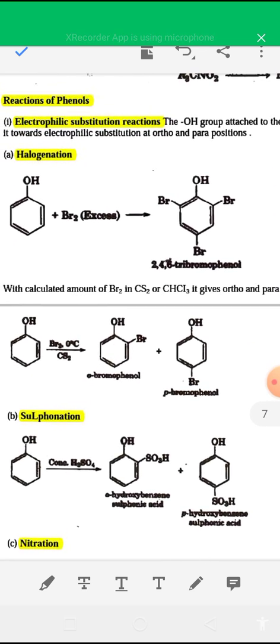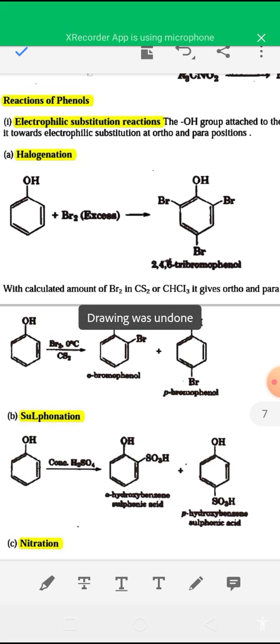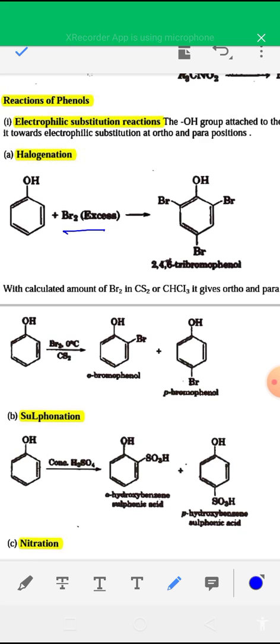Now see reactions of aromatic alcohols, mainly electrophilic substitution reactions of phenols. The first reaction is halogenation. Remember that OH is an ortho-para directing group. The electrophile will enter at the ortho and para positions. This one is ortho position, this is meta and this is para. This is also meta and this is also ortho. So in phenol, OH group is present, and OH is ortho-para directing, so on electrophilic substitution of phenol, the electrophile will enter at the ortho and para positions.